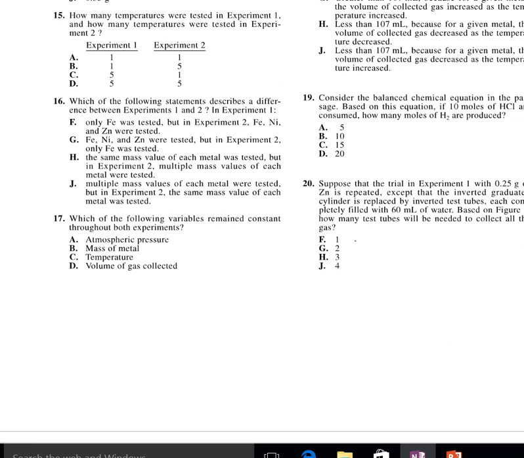G is the correct answer for this one. You would need at least 2. You really only need 1.5, but you would need 2 of them.